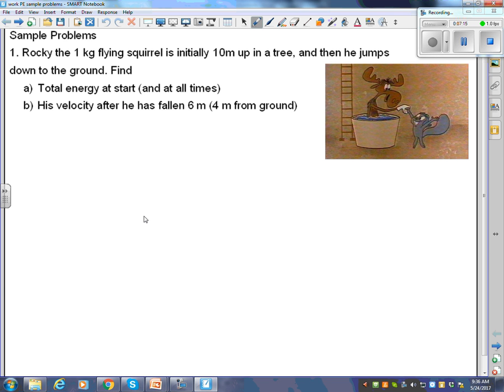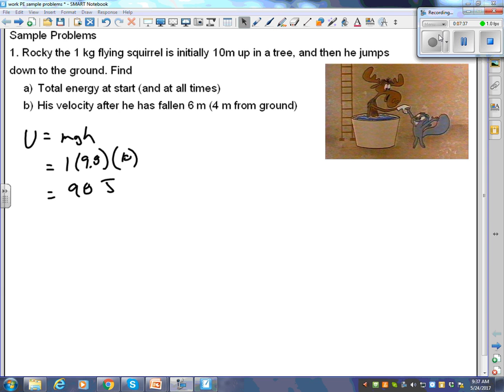What's the first thing you do? Total energy at the start is all going to be potential, right? mgh. 1 is his mass, 9.8 is his gravity. He's 10 meters up, and I picked these numbers so I don't need a calculator. 98 joules of potential energy.